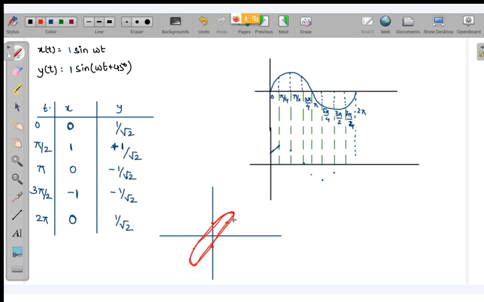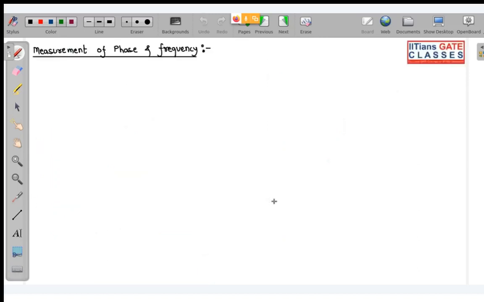My structure is not good, but this will basically form an ellipse, your Lissajous pattern. Let me just make it one more time. We have basically taken this point, this point, this point, this point and this point. If we had taken a few more points, we would have got this figure. So this is your Lissajous pattern. From this we can measure the phase. How can we measure the phase? Now we are going to see that. So, measurement of phase and frequency.